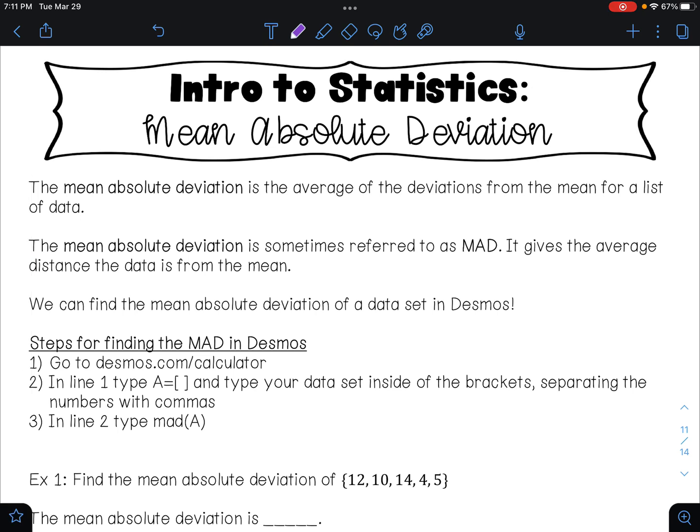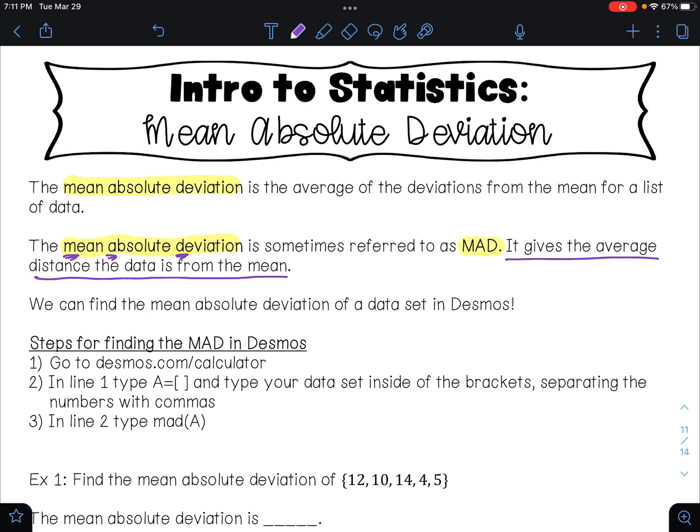In this video, we are going to learn about the mean absolute deviation. The mean absolute deviation is the average of the deviations from the mean for a list of data. It is sometimes referred to as MAD, for mean absolute deviation. The mean absolute deviation gives the average distance the data is from the mean.